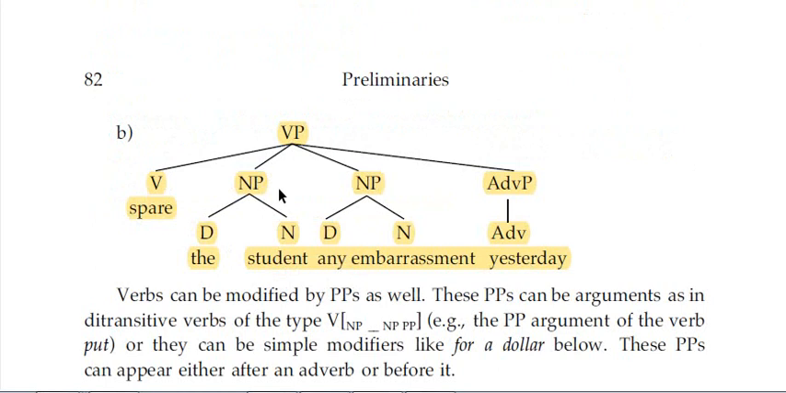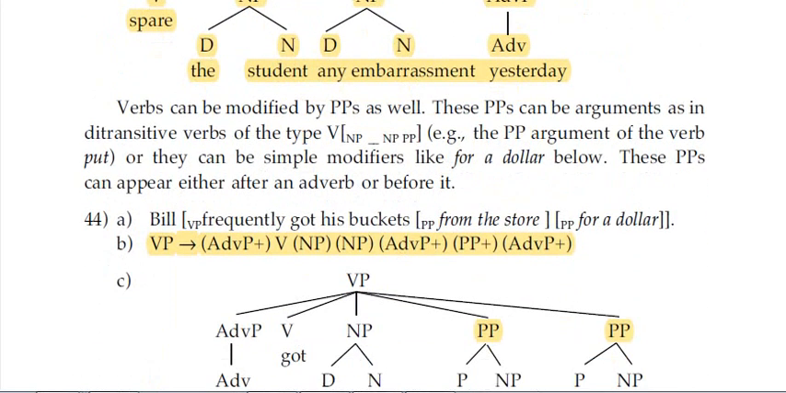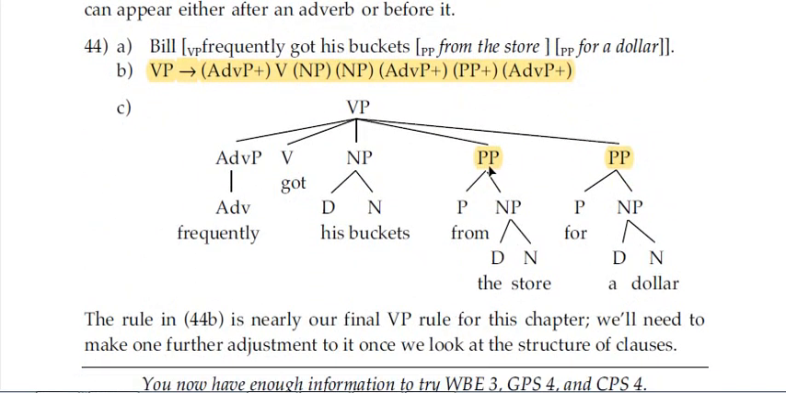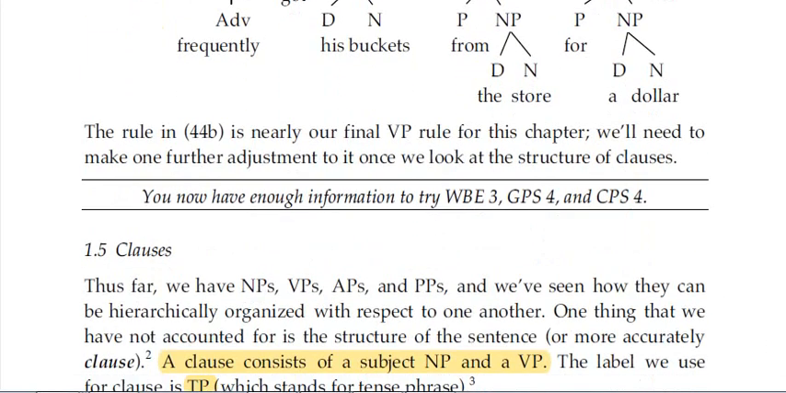So we can call it as a direct and indirect object. Okay, or we can also have more than one prepositional phrase. So frequently got his buckets from the store for $1. So we have more than one prepositional phrase.